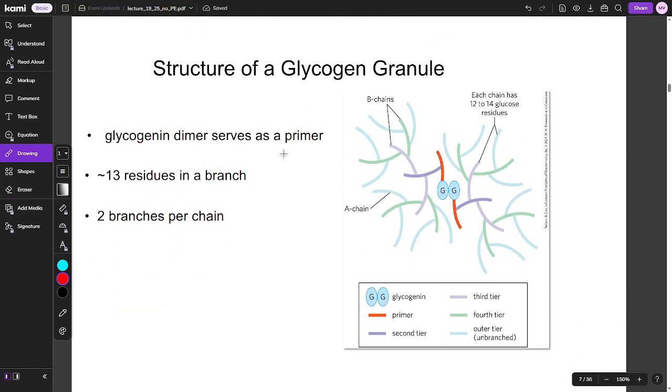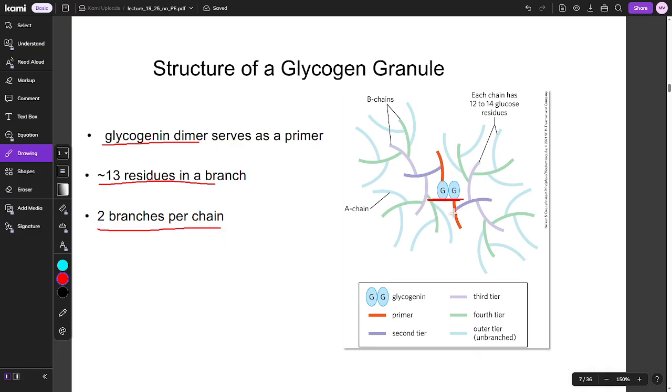So if we look at glycogen as a structure, we see that the glycogenin dimer serves as a primer. So this G here serves as a primer, right? And then after that, you add these extra secondary primers, and then you add these 13 residue glucose branches onto each one of them. So there's 2 branches per chain, right? And that's basically how glycogen is built.